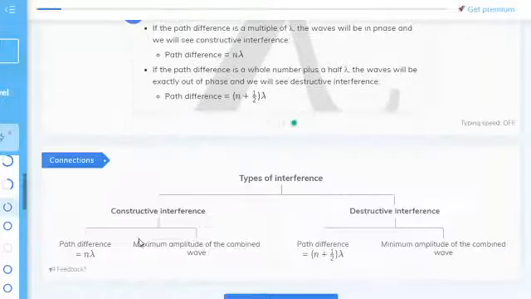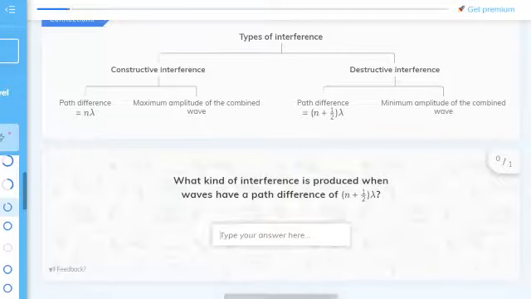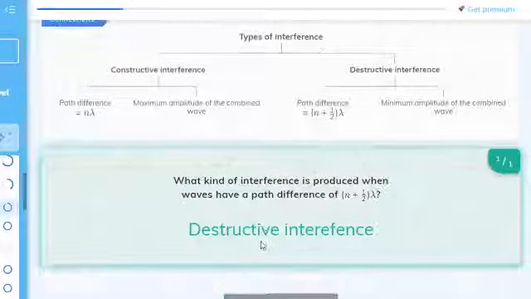So constructive interference is when one wave is like this and the other wave is also like this. Destructive interference is when the maximums and minimums are opposite. So when one's at a peak, the other's at a trough. So what kind of interference is produced when we have a path difference of n plus a half? Destructive. Perfect.